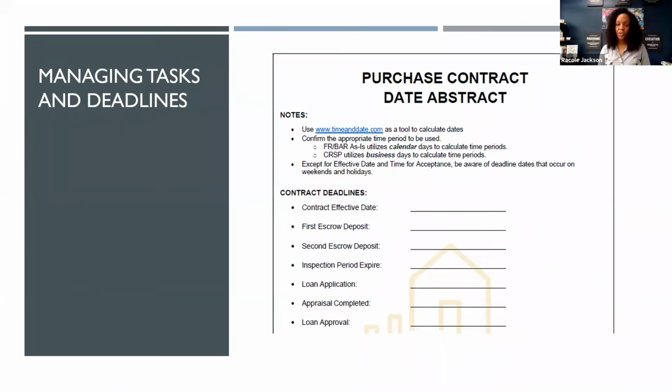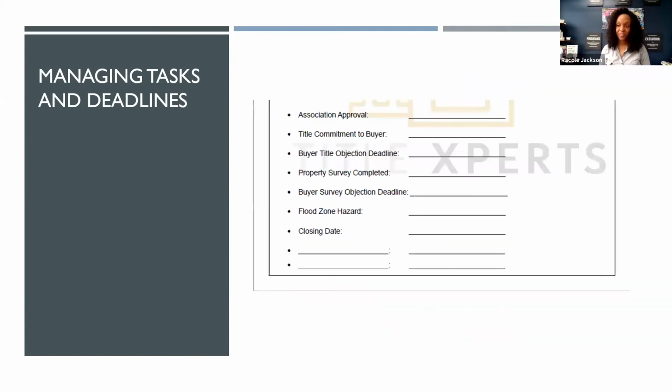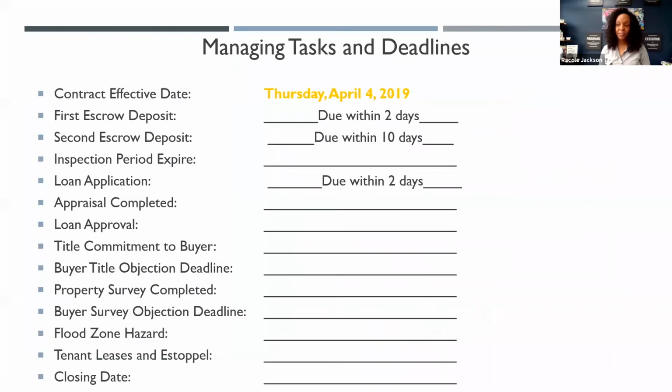This is a purchase contract date abstract. This rolls through various deadlines in the purchase contract. So this is the first few. This is the second half. All right. And remember, you're going to get this email at the end.